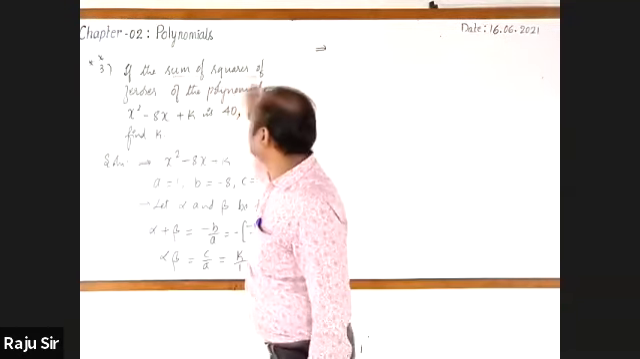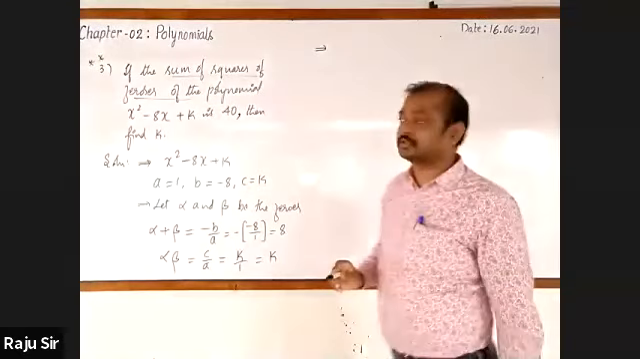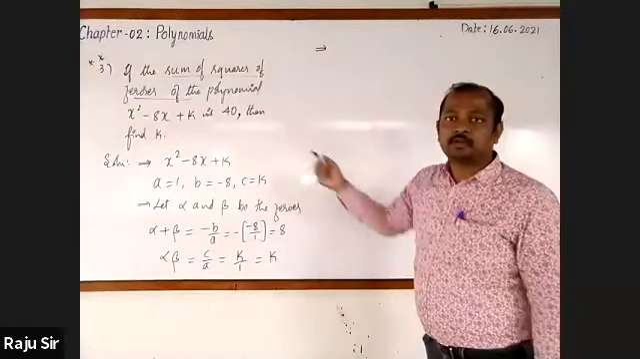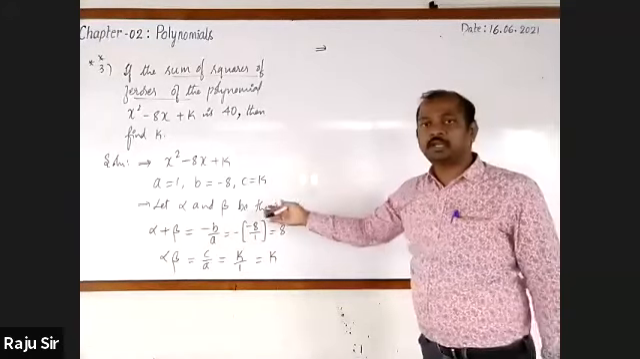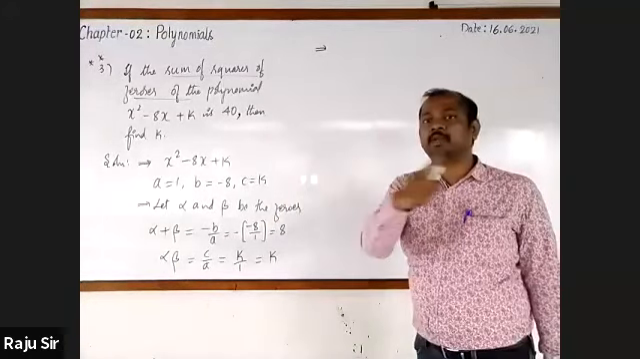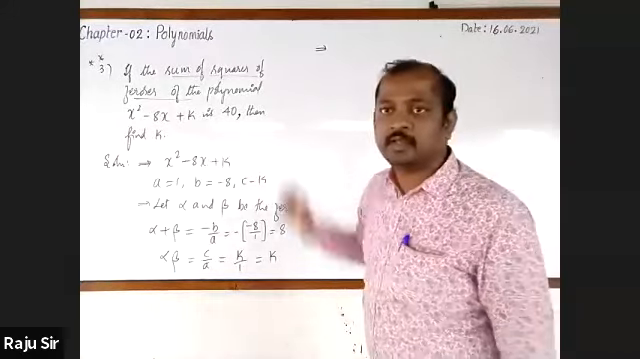Now, let's move on to the given statement. The sum of squares of zeros is 40. So from the statement, we can write it directly as alpha square plus beta square equal to 40.